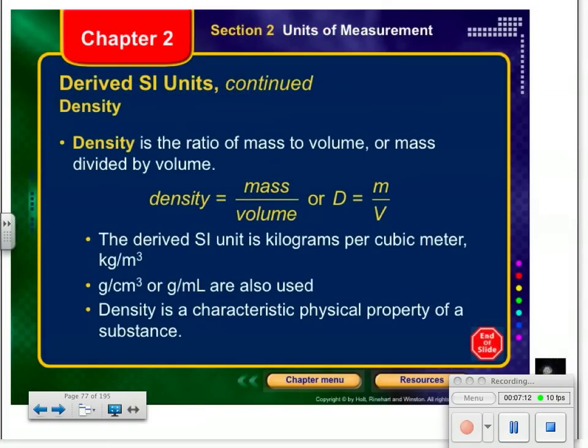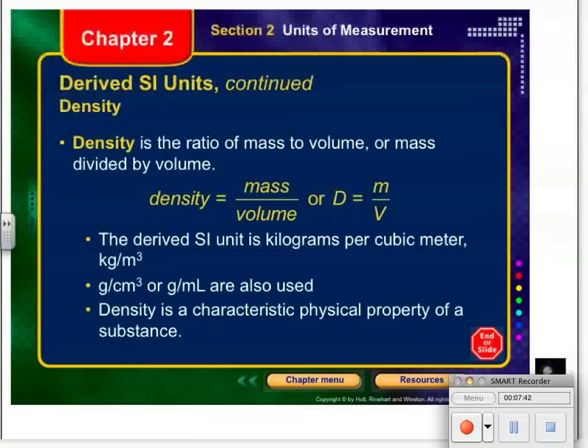Derived units. Density. Density is another derived unit. It's a combination of two: volume, what we just talked about, and mass. Density is how much mass is in one unit of something. Something that is more dense will feel heavier than something that is less dense.